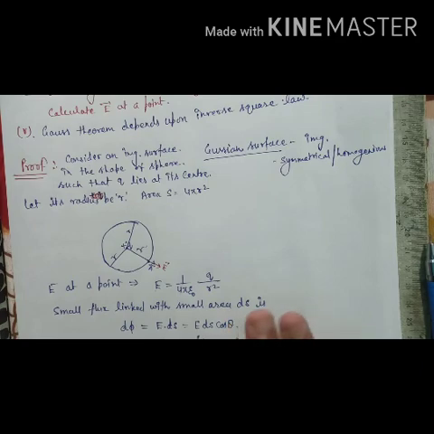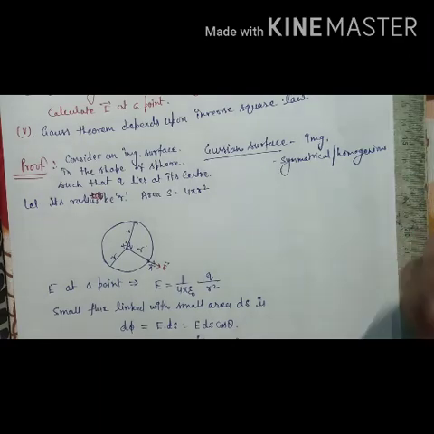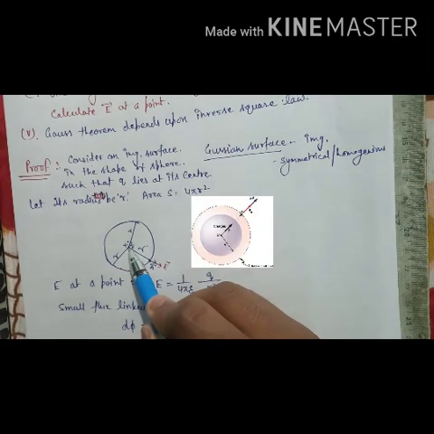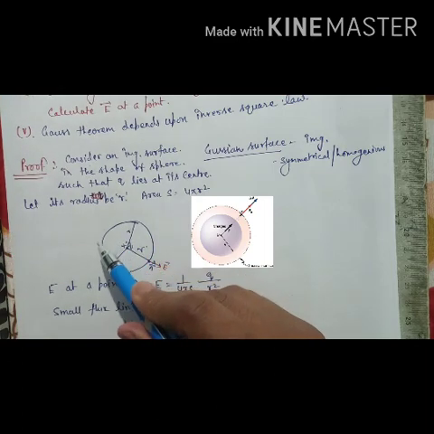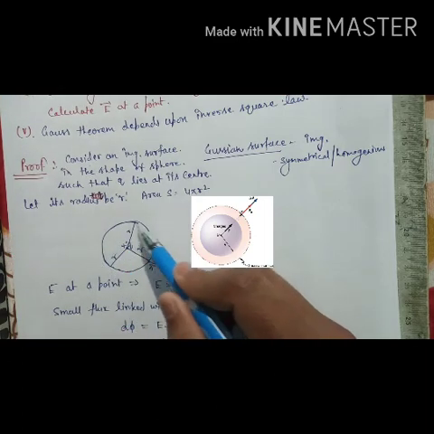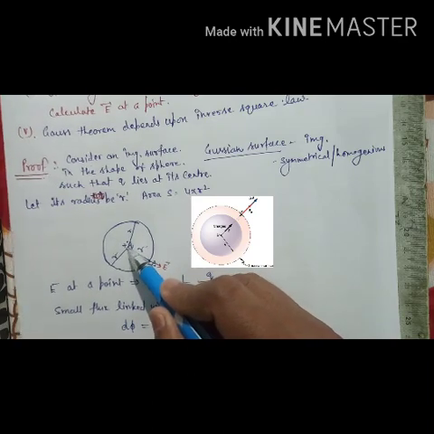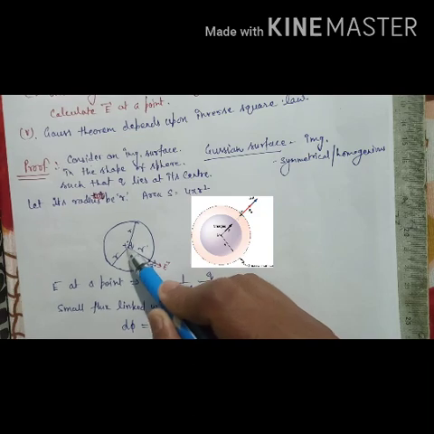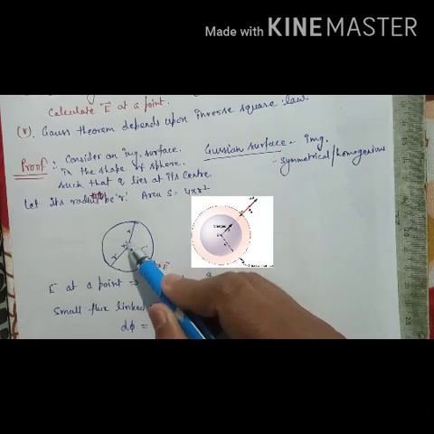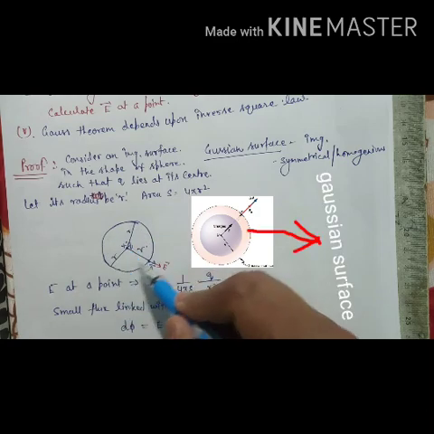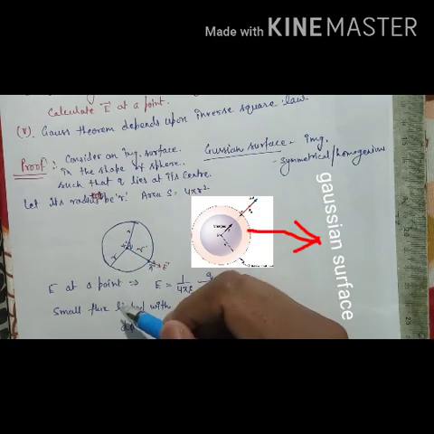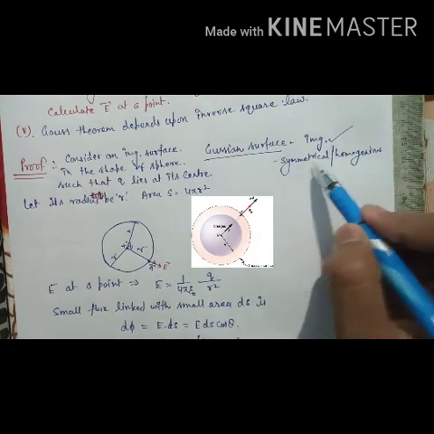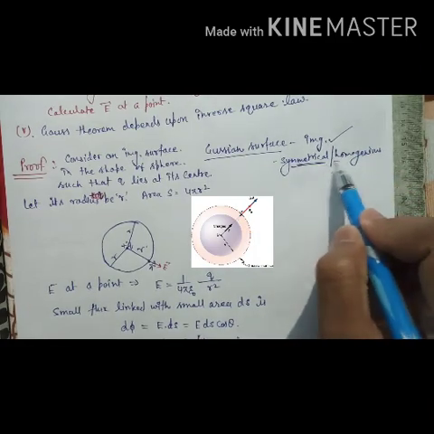Now we prove the Gauss theorem. Let us suppose we have a charge plus q, and consider an imaginary surface in the shape of a sphere such that q lies at the center of this sphere, and let its radius be r. This surface is known as a Gaussian surface. A Gaussian surface means an imaginary surface, and another is that it is symmetrical, or we can say homogeneous.